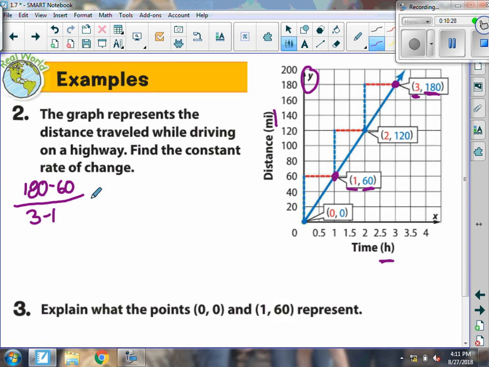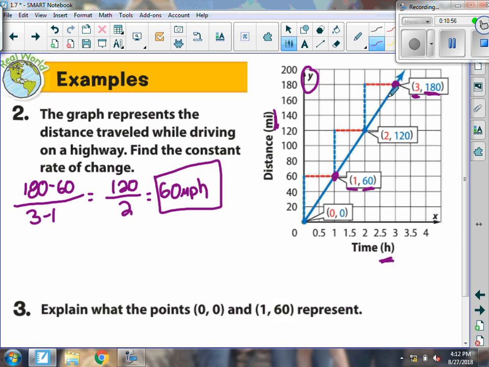So 180 minus 60 is 120. 3 minus 1 is 2. What is 120 divided by 2? That is 60. 60 what? What's my unit of measure? 60 miles per hour. Okay, so there's my constant rate of change, or my unit rate.